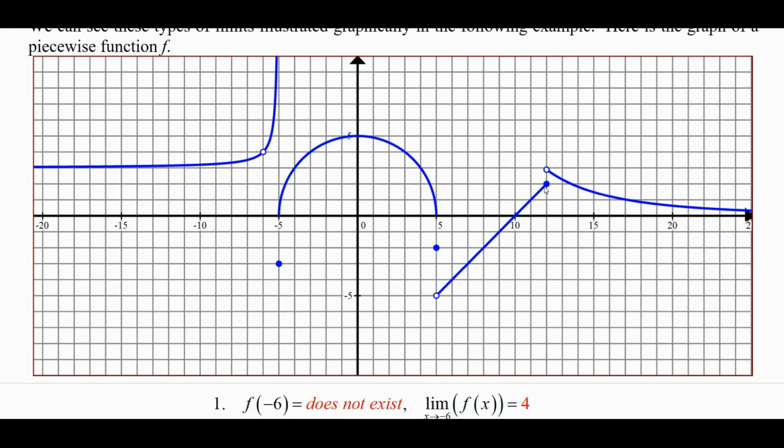Right here we have the function is left continuous, so that the y value is the same as the left limit, but the right limit's not the same.